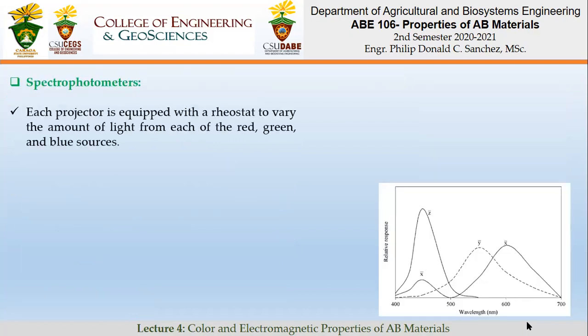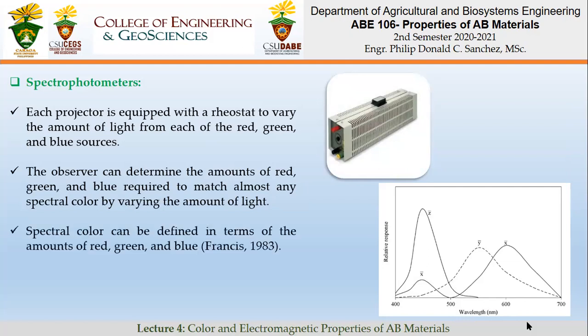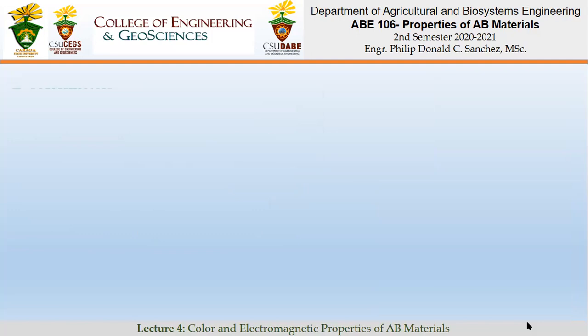So basically, the principle of the spectrophotometer is that it is equipped with a rheostat to vary the amount of light from each of the red, green, and blue sources. So there's a rheostat, like a flashing rheostat, and it will differentiate and get the characteristics of red, green, and blue. The observer can determine the amounts of red, green, and blue required to match almost any spectral color by varying the amount of light. Spectral color can be defined in terms of the amounts of red, green, and blue, based on Francis 1983. So the most common is the red, green, and blue.